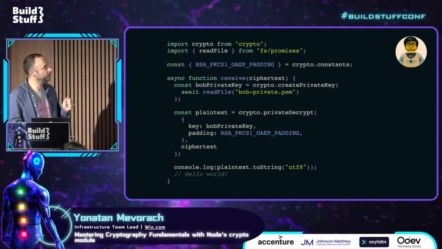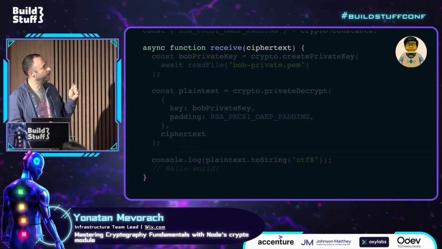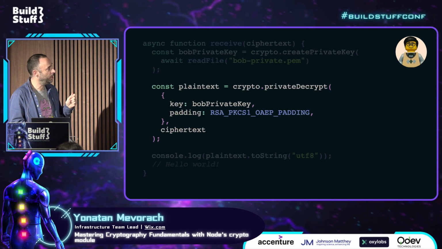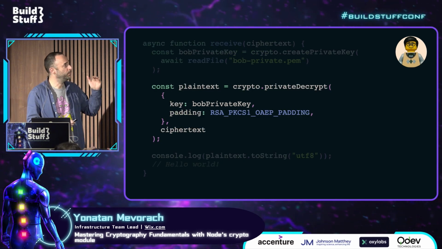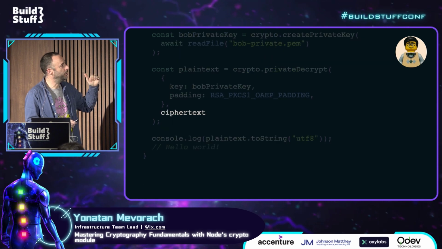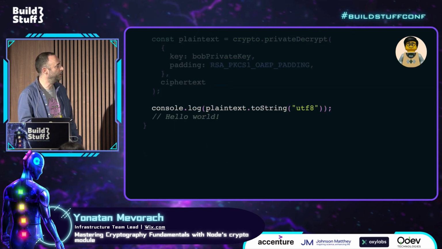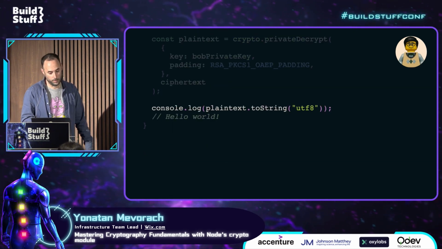And then to perform the decryption, Bob gets the ciphertext, uses his private key, and calls privateDecrypt in order to perform the decryption, passing in the same parameters, the key, the ciphertext, and the same padding value, and this will give back the original plaintext.